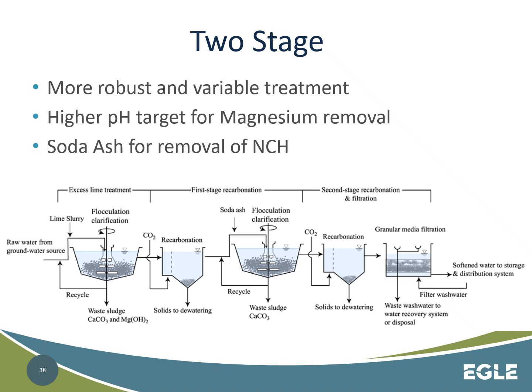After this first stage comes recarbonation with CO2. Then water flows into the secondary treatment clarifier, where soda ash is added to remove calcium non-carbonate hardness. Sludge is formed and removed and can also be recycled into the process. CO2 is again added for recarbonation before water is filtered.